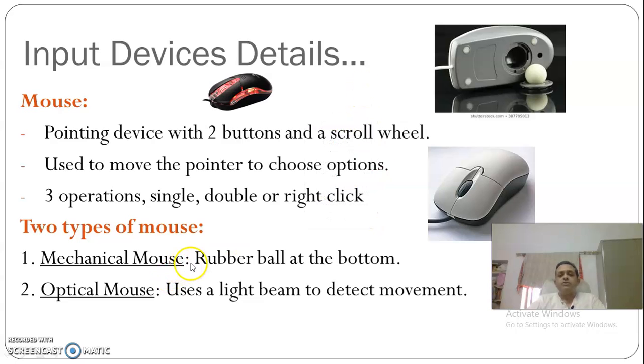There are two types of mouse. If you can see, the mechanical mouse has a rubber ball at the bottom. When you move it on the surface, it moves the pointer on the screen. Now these mice are not very commonly used. You have the optical mouse that has a light beam to detect the movement on the screen. All right.